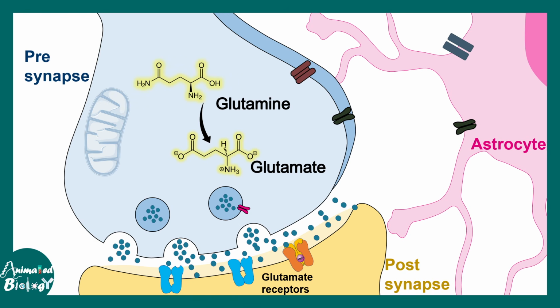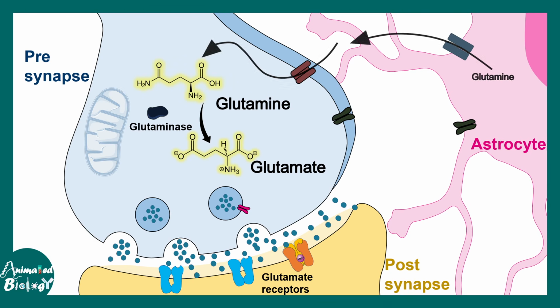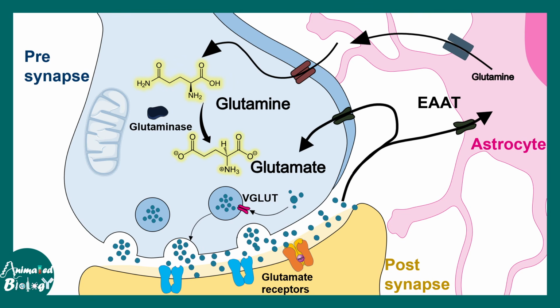So glutamate is generated from glutamine with the help of the enzyme glutaminase in the presynaptic terminal. Now, where does glutamine come from? It turns out glutamine is provided by the astrocytes. But how does the astrocyte get the glutamine? When glutamate is released in the synaptic cleft, it doesn't persist there for long. So the astrocyte uptakes glutamate with the help of excitatory amino acid transporters and converts that glutamate into glutamine with the help of glutamine synthetase. And this glutamine is channeled back to the neuron, which can use it to synthesize glutamate.